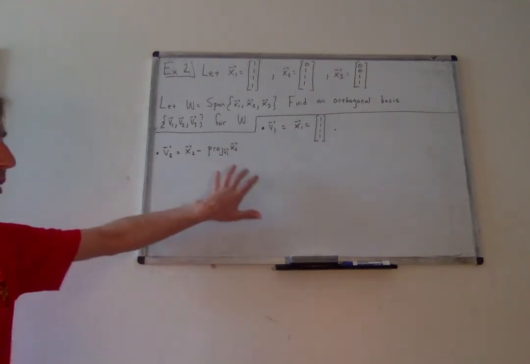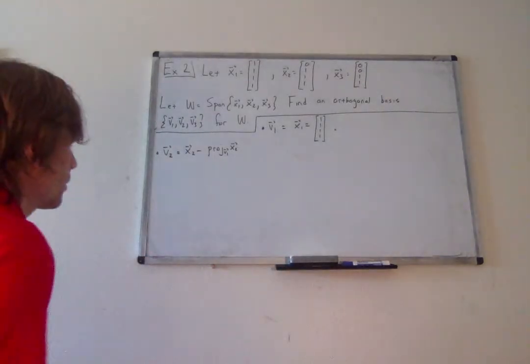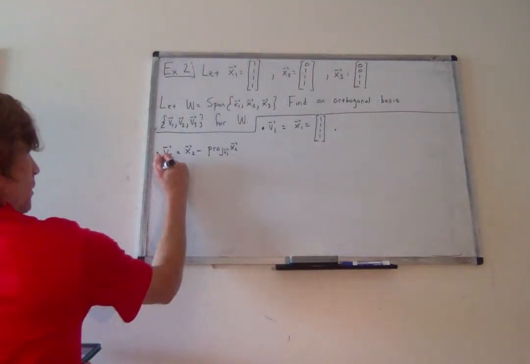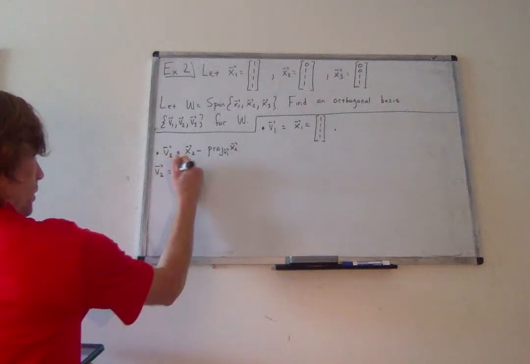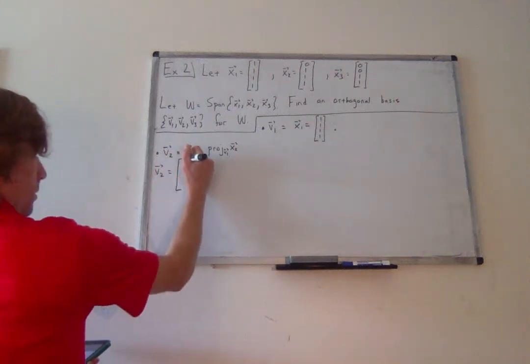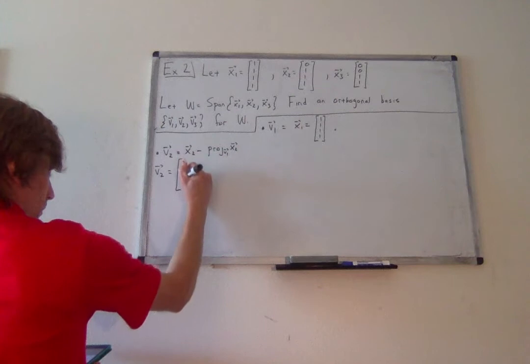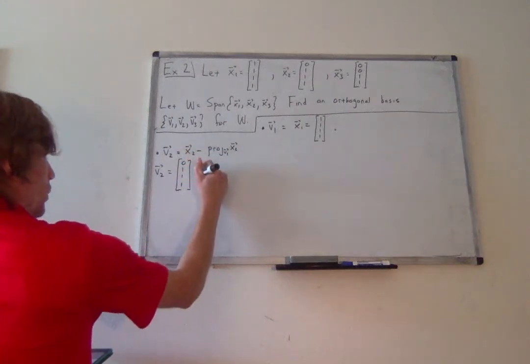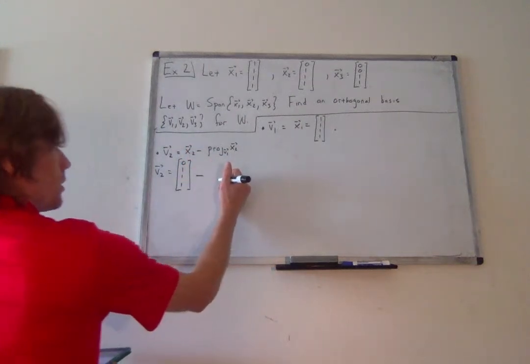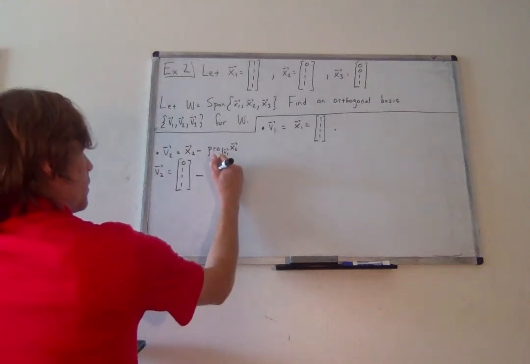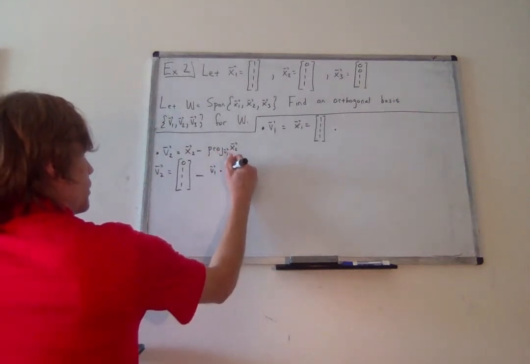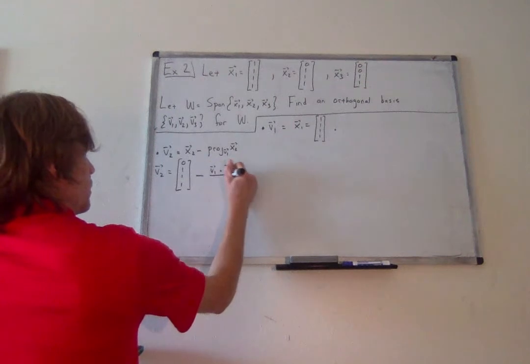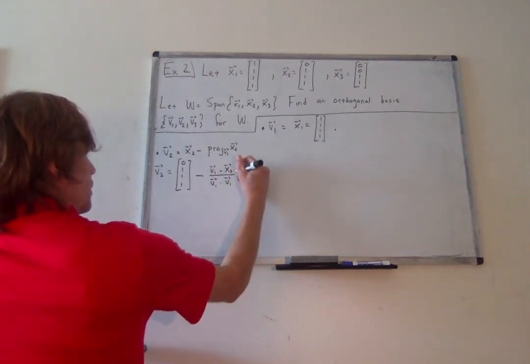And then after we calculate this, I'll explain what we have so far and why what we have so far is going to work for the purposes of this problem as a whole. So this is the vector 0, 1, 1, 1 minus v1 dot x2 over v1 dot v1 times v1.